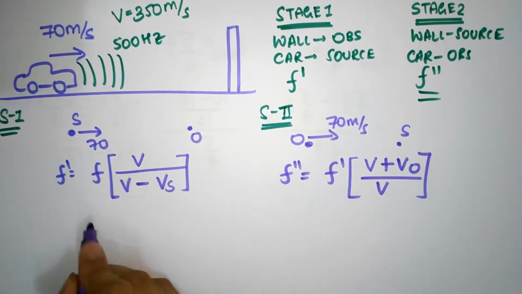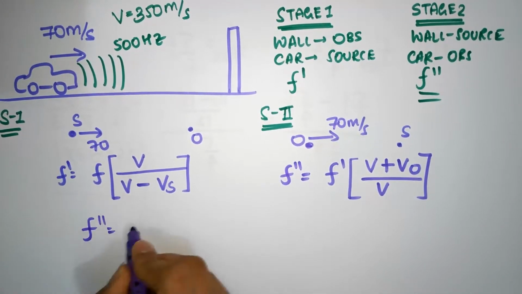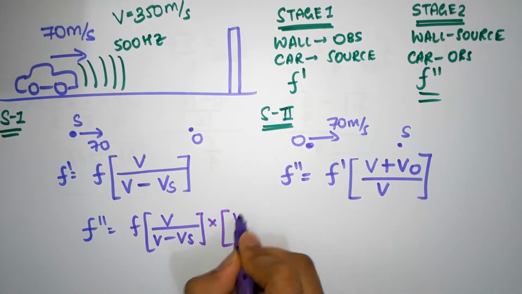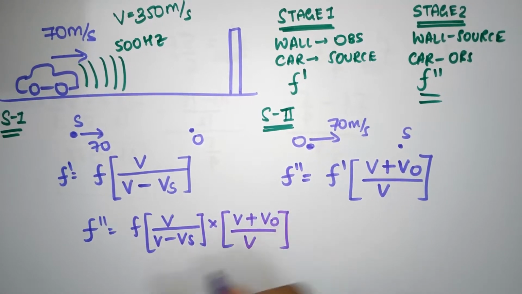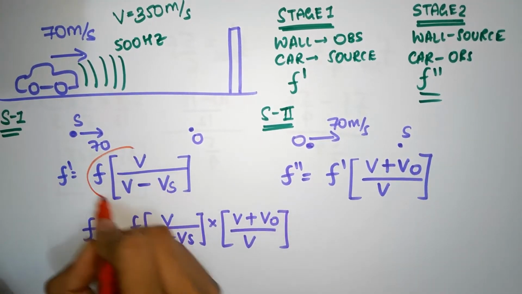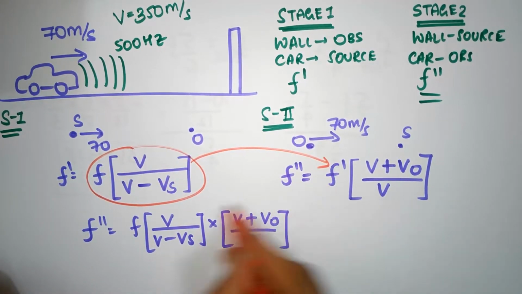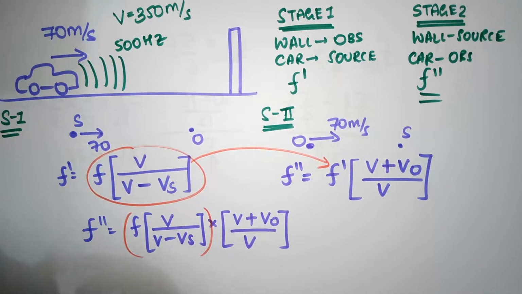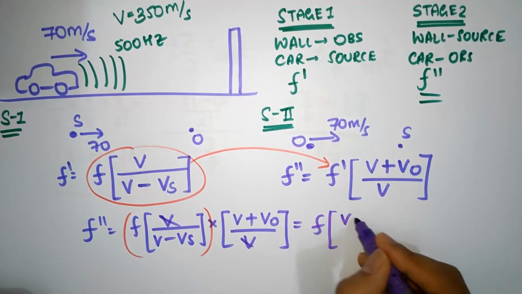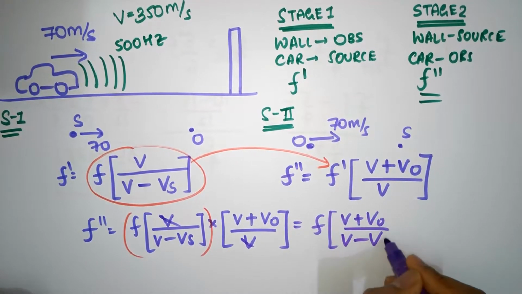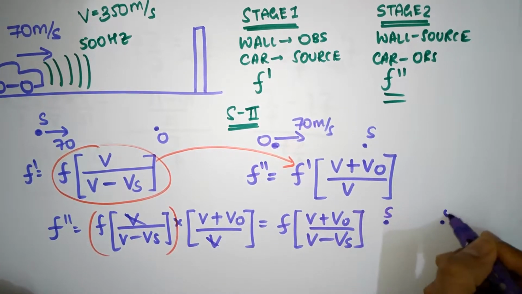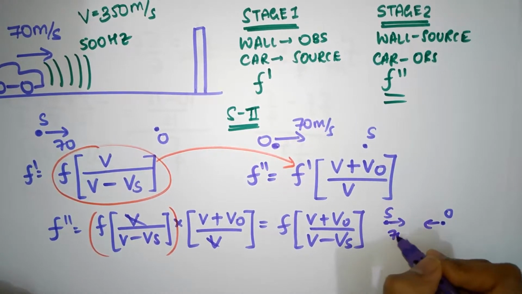If we substitute this over here, we can write f double prime as f prime, which is f times v divided by v minus vs, into v plus v naught divided by v. I hope you get that. I took this expression and substituted it over here. So notice that v cancels and my answer turns out to be f times v plus v naught divided by v minus vs. This acts as if the source and the observer both are moving towards each other at 70.